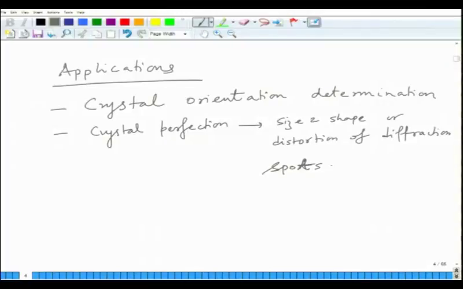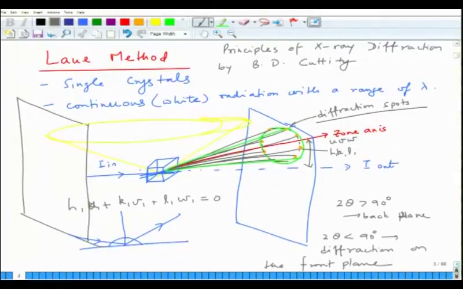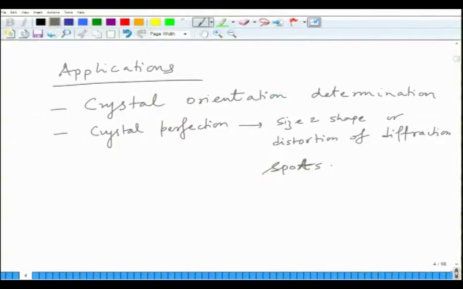All right. So this is the first method that we have here. The second method that we look for is, so you can see here these are diffracted beams, right? The angle between the diffracted beam and the I out would always be 2 theta, okay, just like we have in the Bragg geometry, right?